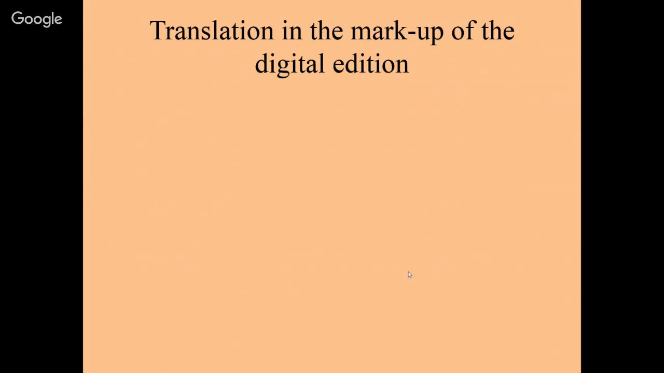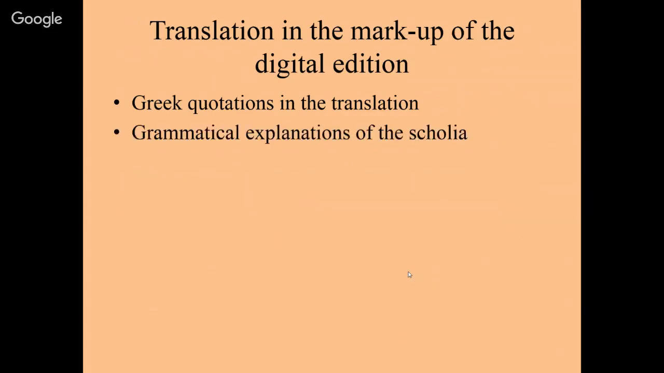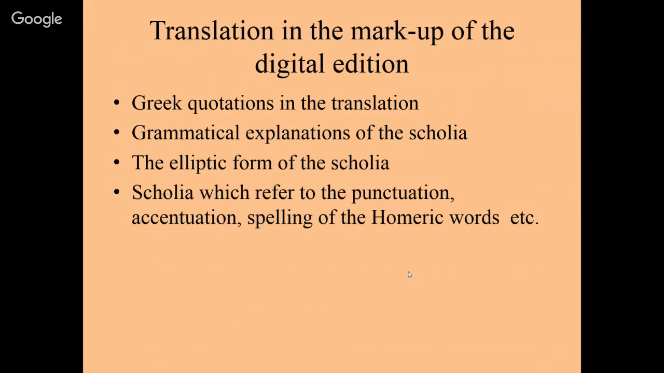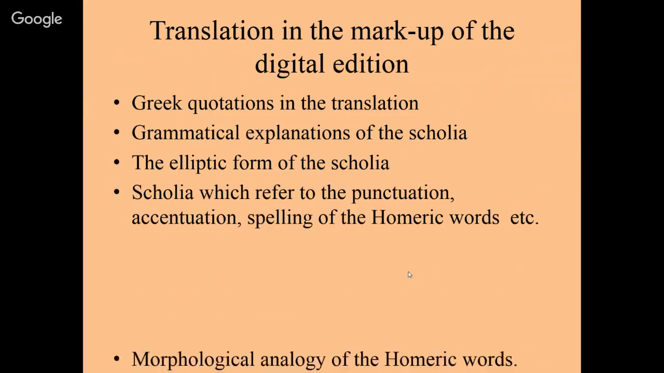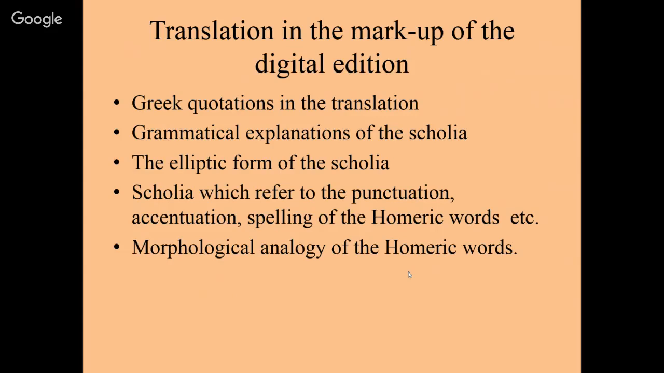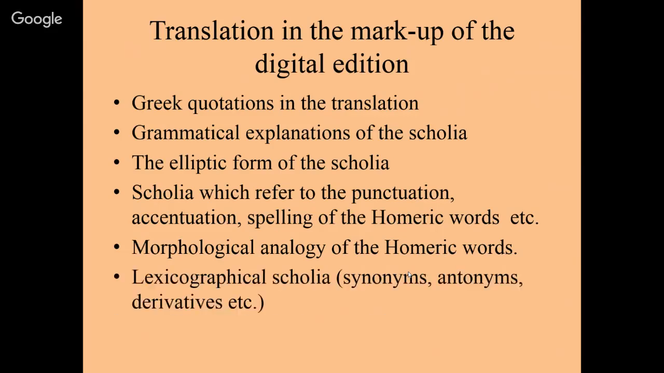I have chosen some questions because these questions are innumerable, so I chose the basic questions and the questions which are attested more frequently in the manuscript. First of all, the Greek quotations in the translation: we will see why it's very important to keep the Greek quotations in this markup of the edition in order to make a comprehensible and readable translation. Then we'll have the grammatical explanations of the scholia, the elliptic form of the scholia which refer to the punctuation, accentuation, and spelling of the Homeric words, the morphological analogy of the Homeric words, and the lexicographical scholia, which give us synonyms, antonyms, derivatives, etc.